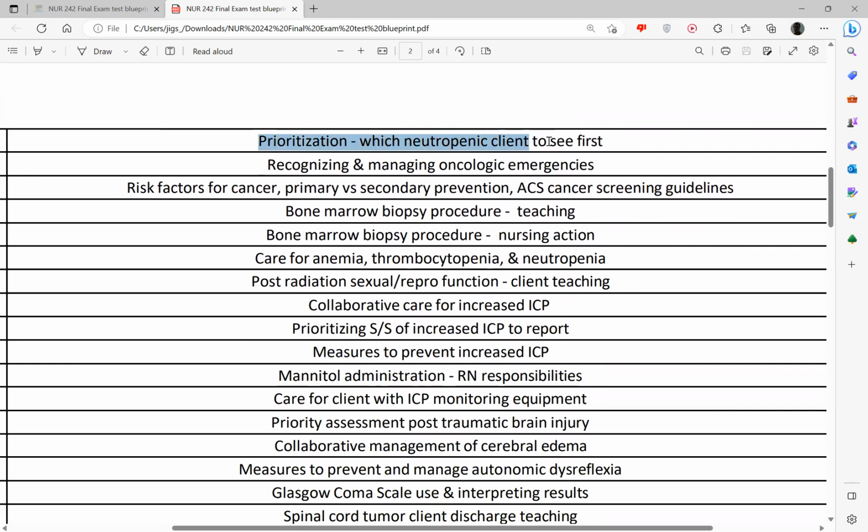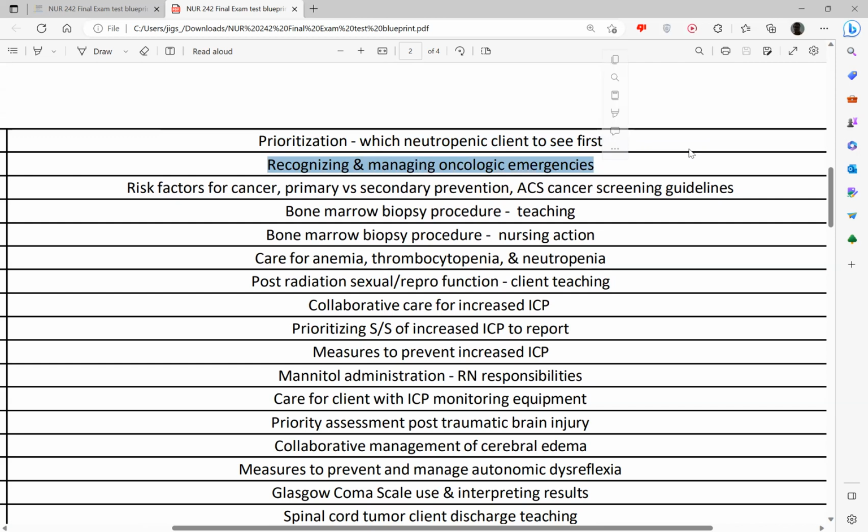Here, another same 5 principles. Oncologic emergencies, we have 6. So the first 2 are DIC and sepsis. What's the other 4? Tumor lysis syndrome. Yeah, tumor lysis syndrome. Superior vena cava syndrome. Hyperkalemia and spinal cord compression. So that's 6.